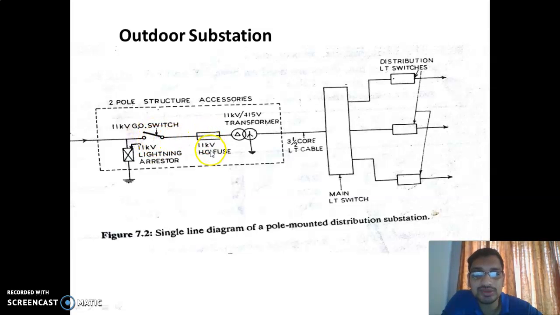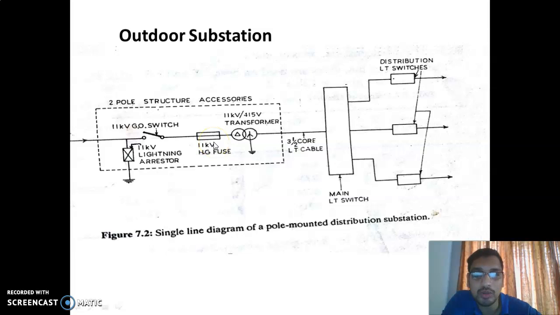The next element is the HG fuse or horn gap fuse, an 11 kV HG fuse. The main function of the HG fuse is the same as a simple fuse: when overcurrent flows through the fuse element, the element melts and isolates the faulty system from the remaining part. The HG fuse is also known as a DO fuse, or dropout fuse.